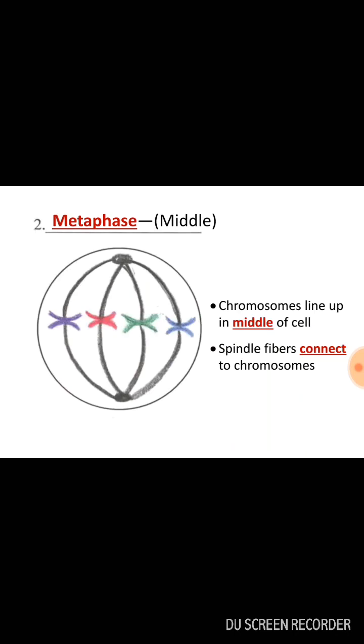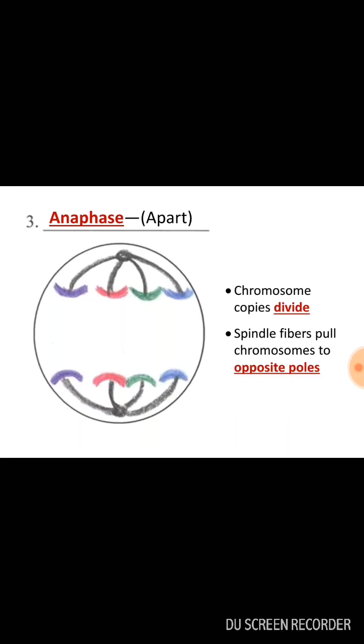Next is the metaphase. In metaphase, the chromosomes, they line up in the middle of the cell. We call this middle the equator of the cell. Spindle fibers, they connect to chromosomes through the centromere. Then the next phase is anaphase, which is the shortest phase, and remember, prophase is the longest phase.